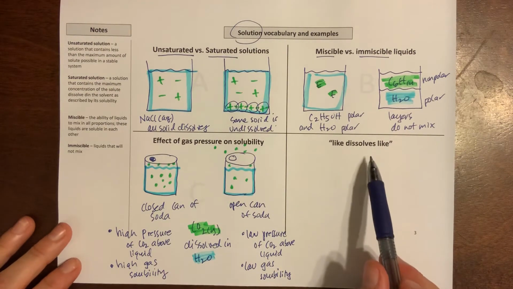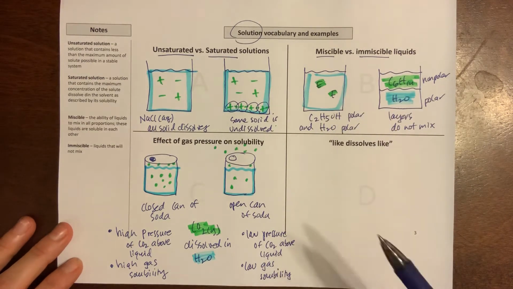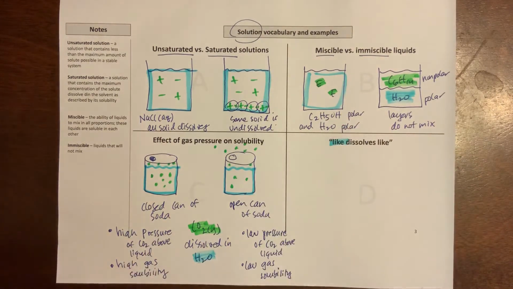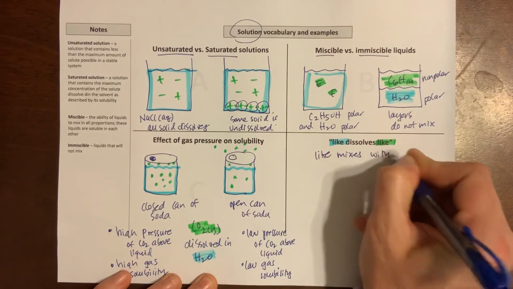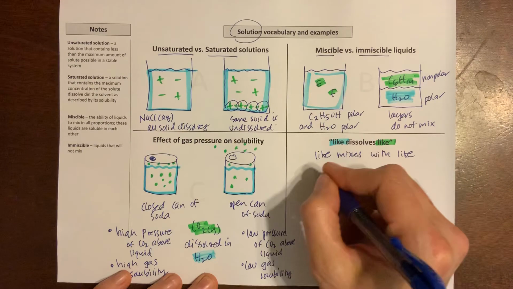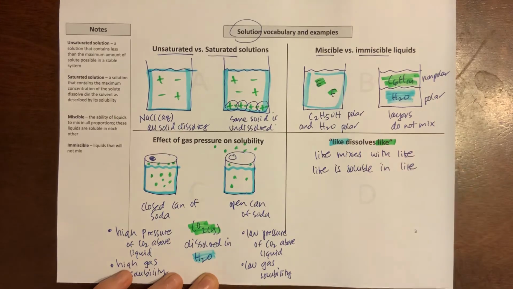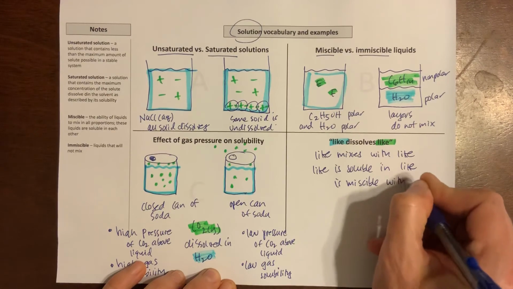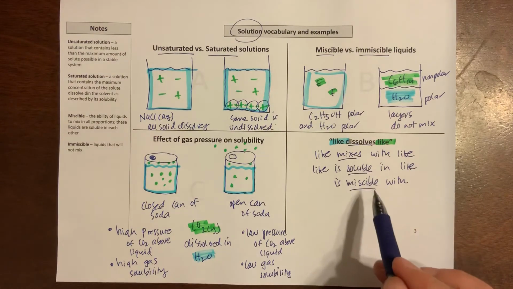The last thing we're going to look at here is like dissolves like, and we kind of saw that already here, so that's why these two belong together. So when we say like dissolves like, we mean that if the solvent is similar to the solute, they are going to mix. So I could also say like mixes with like. Or another way that we could say it is like is soluble in like. Or like is miscible. We can mix it with like. So all of those, dissolves, mixes, soluble, miscible, they're all the same thing.